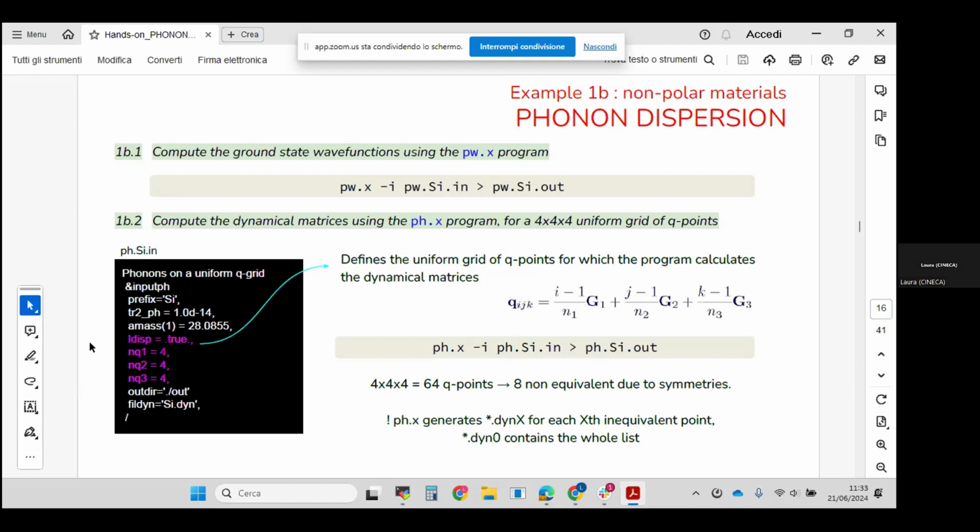In this case, for this system in particular, the number is 8. If you do this kind of simulation, you will see indeed that the number of c.din files given as an output is 8, from 1 to 8, one file for each dynamical matrix of a given non-equivalent Q point, together with a sin.din0, which contains the whole list of the non-equivalent Q points for that grid.